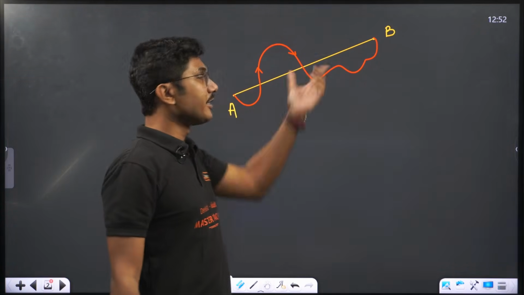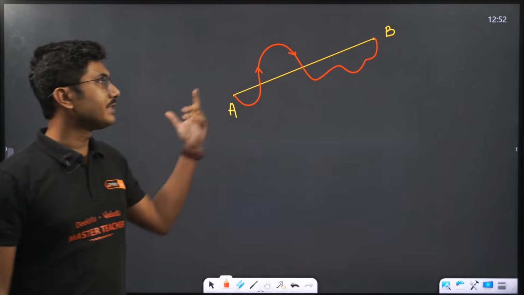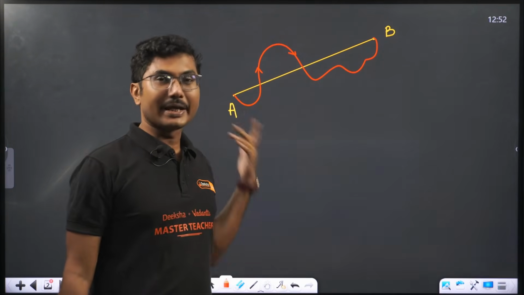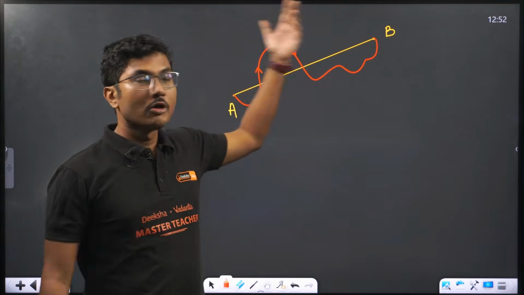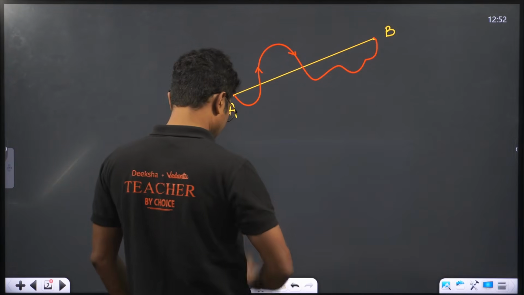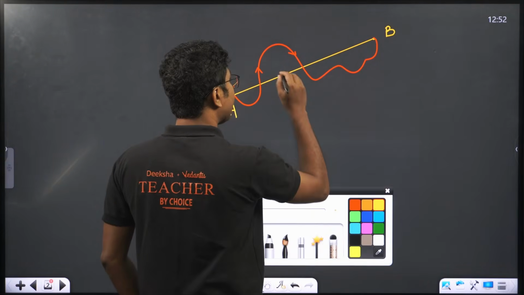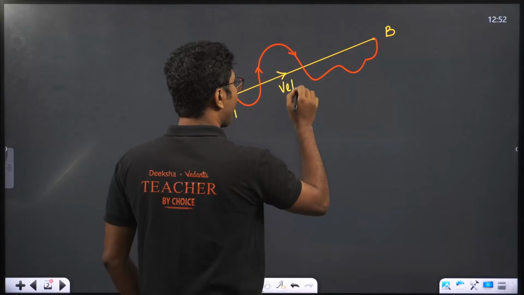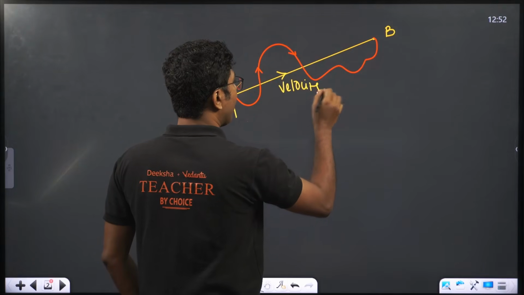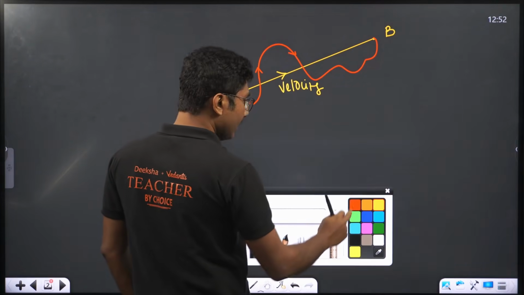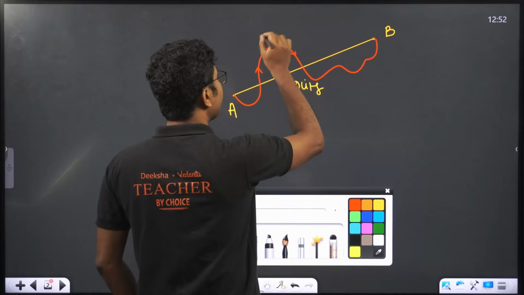So speed here is more than velocity. Velocity is far less because the time taken to reach from A to B is the same. So velocity is along this direction. This is the velocity's direction. This is velocity, okay. And what is speed? When the object is moving in this actual path, that is speed, okay.